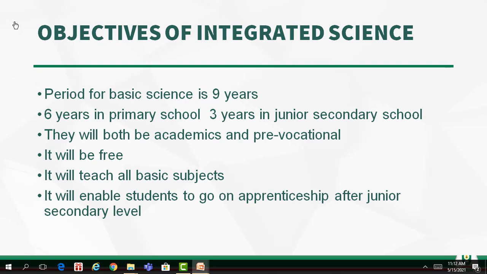Now, let us consider the objectives of integrated science first before we go to the objectives of basic science and technology. From the National Policy on Education, government plans that the period for basic science and technology is going to be 9 years. That is 6 years in primary school and 3 years in junior secondary school. The two sections will both be academic and pre-vocational.